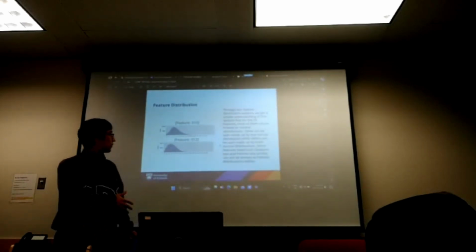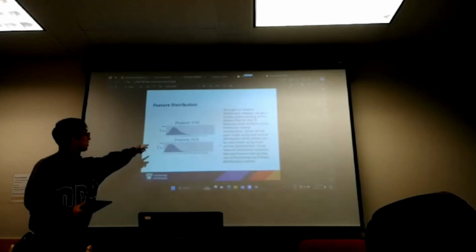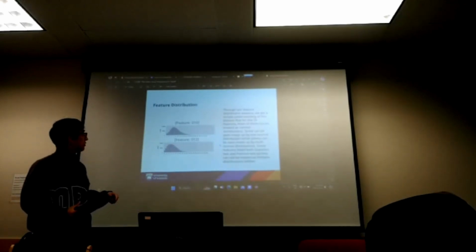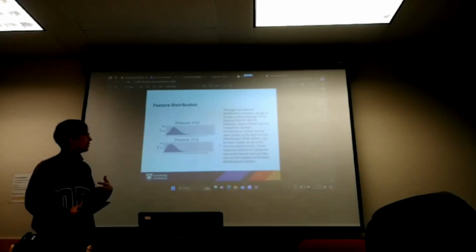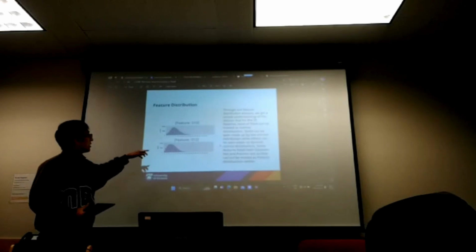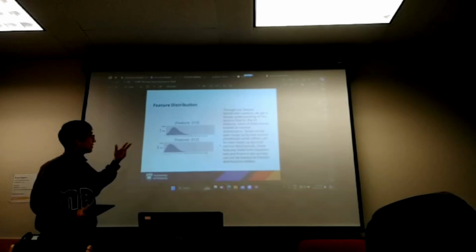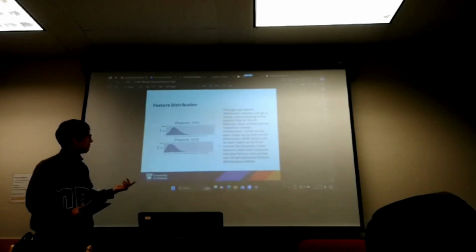Okay. First, when we have a dataset, we need to analyze the dataset. These two figures are the distribution of two features. My dataset has 29 features, and these are two of the 29 features. Feature 10 looks like a Gaussian distribution from our experience, and feature 12 also looks like a Gaussian distribution.